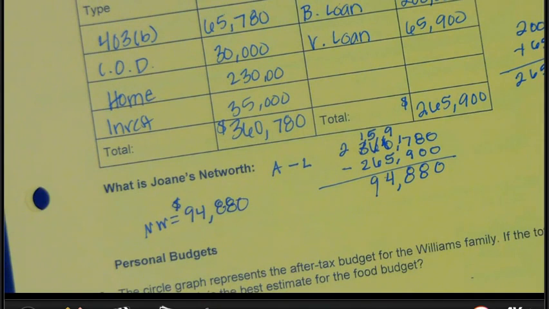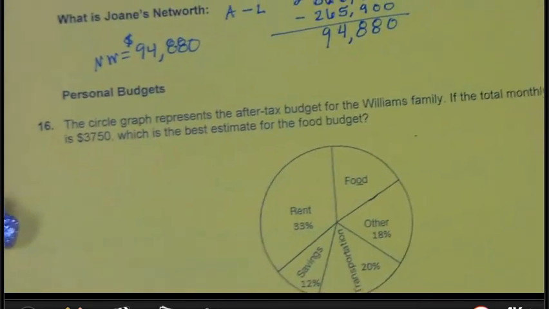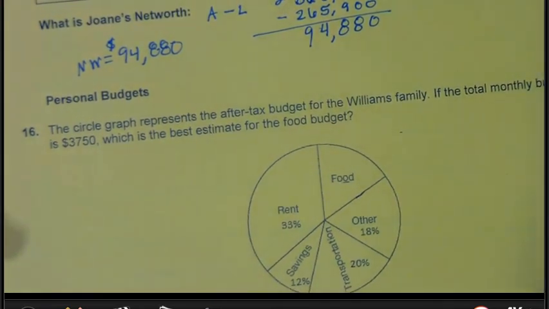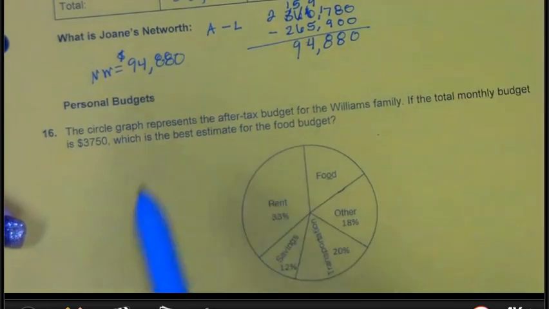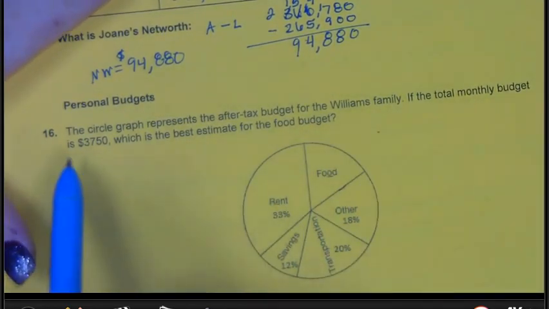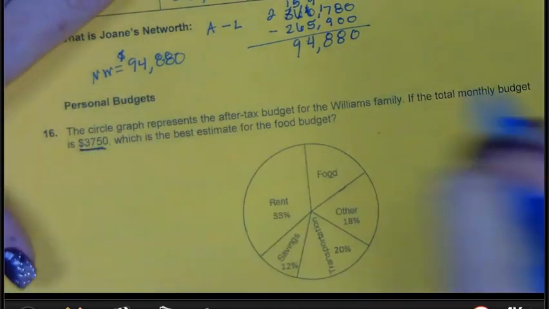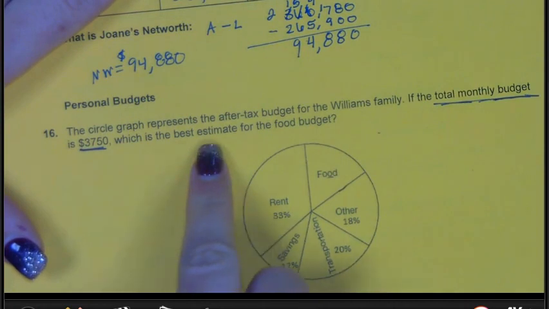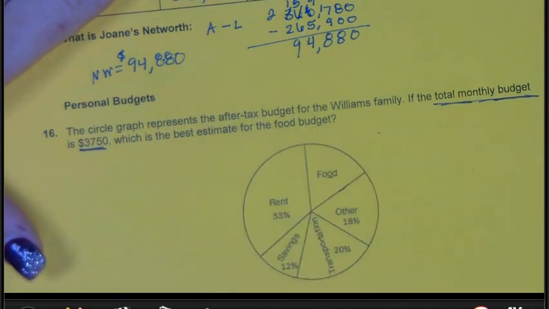$94,880. All right, I'm going to double check my math because remember, we are all human and make mistakes. Yep. All right, so let's look down at personal budgets, number 16. The circle graph represents the after-tax budget of the Williams family. If the total monthly budget is $3,785, so my total is this. What is the best estimate for the food budget?